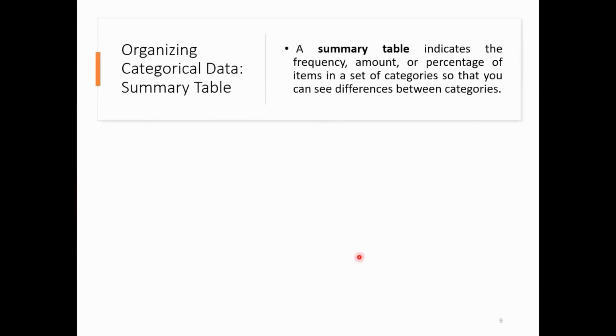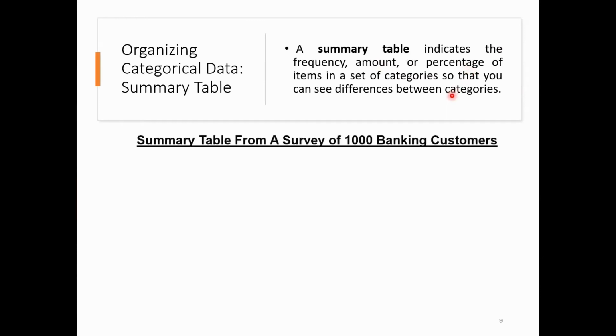Let's have a look at these. So what is a summary table? It indicates frequency, amount, or a percentage of items in your set of categories. Let's have a look at an example.